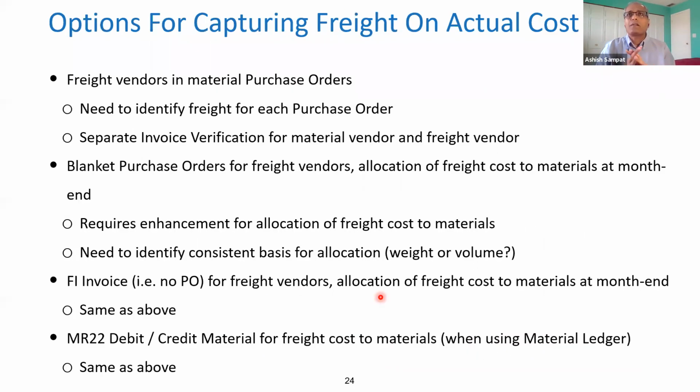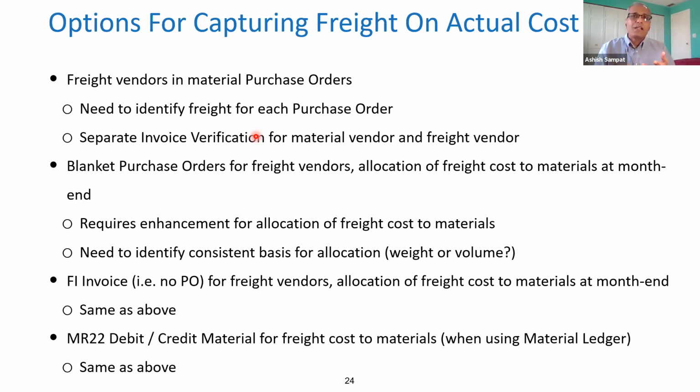So let's look at the actual side, what happens. Create freight vendors in material purchase orders. But here the challenge is you need to identify the freight amount for each PO. And then the challenge is when the freight vendor gives you a bulk invoice of, let's say, all the invoices for the prior week or prior month, then you have to break it down by each PO and then do the MIRO invoice verification for each PO. So that's the cumbersome piece here.